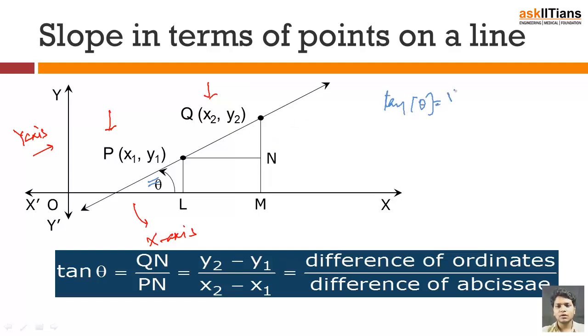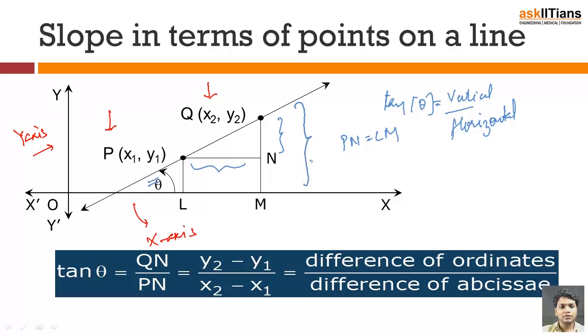Then I need vertical motion upon the horizontal motion. This is what is my requirement, right? So I can say that QN is the vertical motion and PN is the horizontal motion, which in turn is equal to LM. Okay, so now we will define the values for QN and PN. See, this topmost point, the y coordinate or the ordinate of this point is going to be y2, no doubt, and the ordinate of the point N, which is in a straight line with the point P, will be nothing but y1.